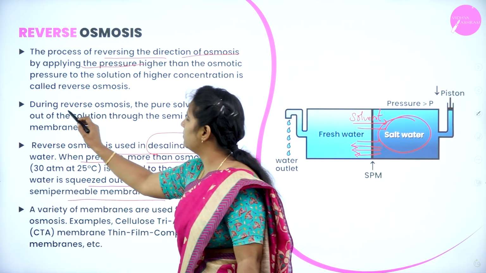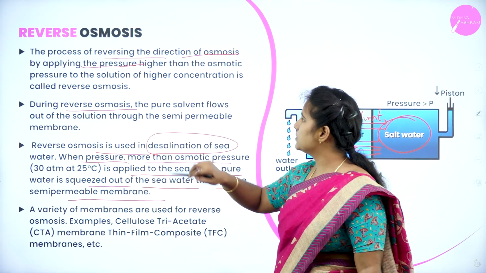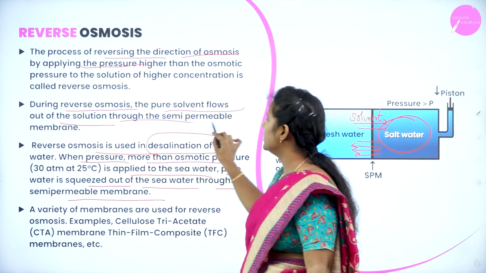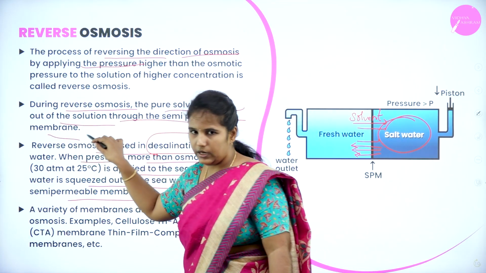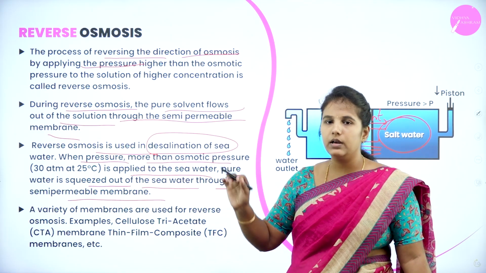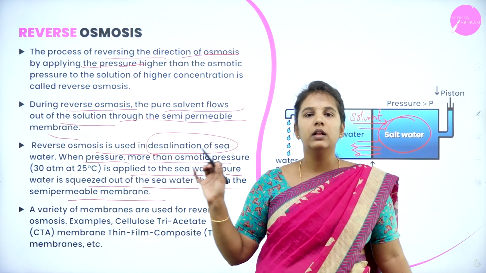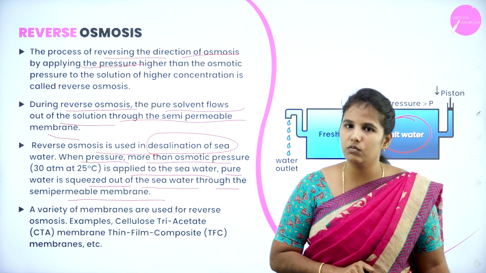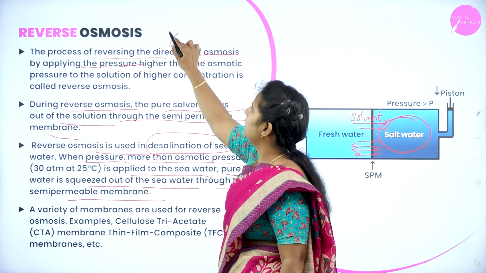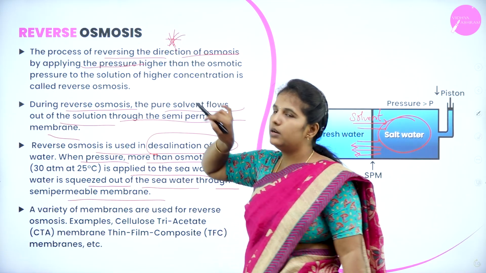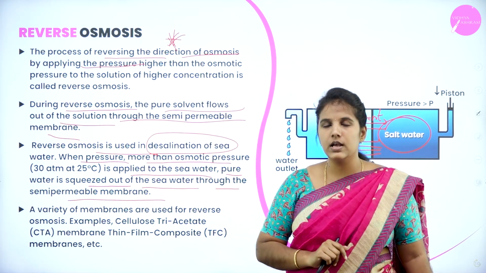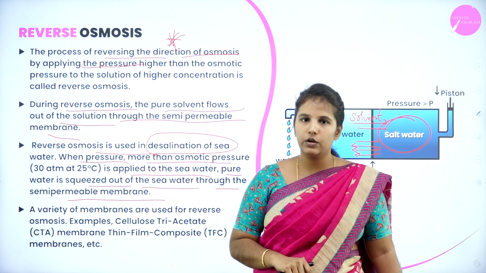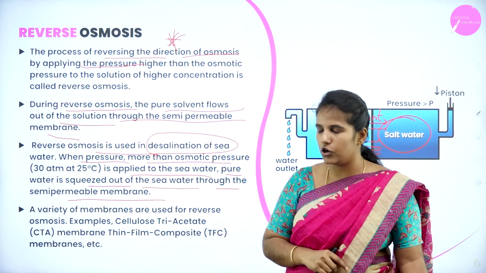That is why I have mentioned here: during reverse osmosis, pure solvent will flow out of the solution through a semi-permeable membrane. Understood? And remember, this process is mainly used in the desalination of seawater. So again, this is also important from the examination point of view. For 2 marks, they can ask you what is reverse osmosis, and where we use reverse osmosis.